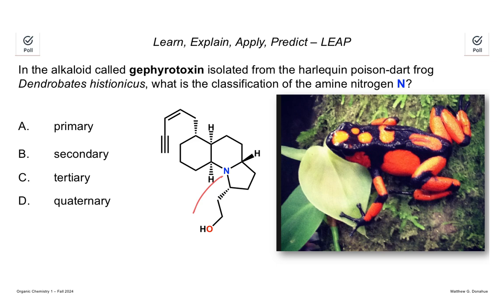So looking at the nitrogen atom in gifratoxin, how would you classify it? So if we circle that nitrogen and then we walk each path out, there's 1 carbon, 2 carbons, 3 carbons. So that's going to be a tertiary nitrogen.